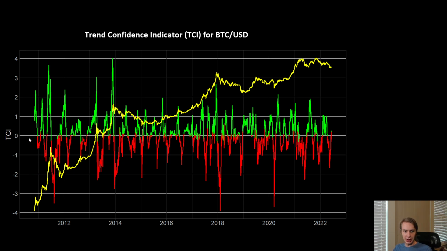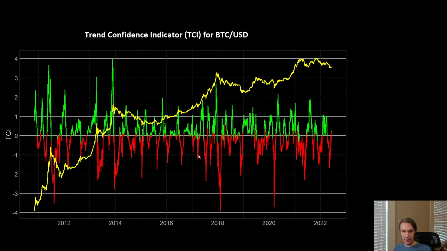So what I'm showing you here is the TCI for the entire price history of Bitcoin. If you're not familiar with this indicator, 0 is the dividing line between bearishness and bullishness. Being above 0 is bullish, being below 0 is bearish. And the idea is that if you're in an uptrend and the TCI is green, that's bullish. It means you can be relatively confident in that uptrend continuing. But if you're in an uptrend and the TCI flips red, that's bad news. That means the uptrend's likely over and downside movement is likely to come.